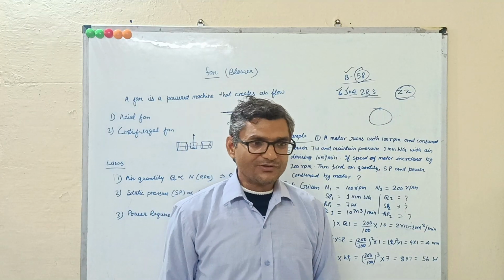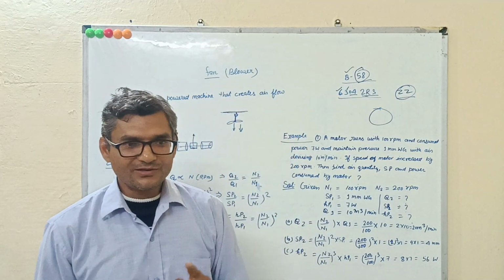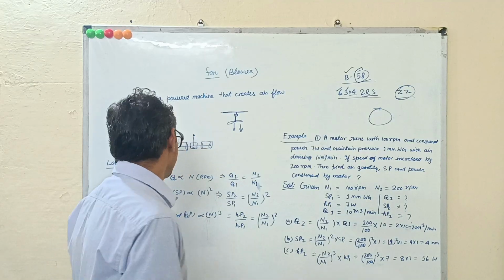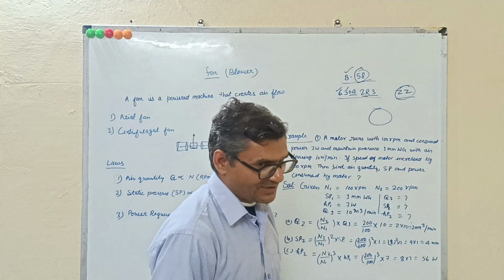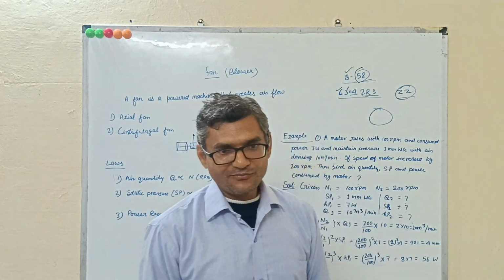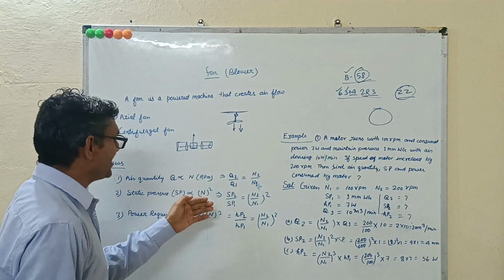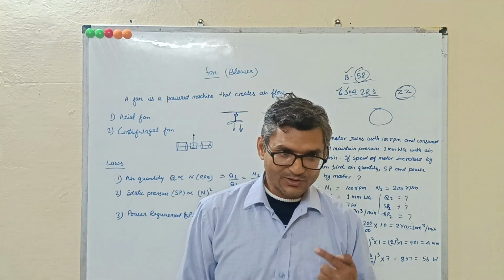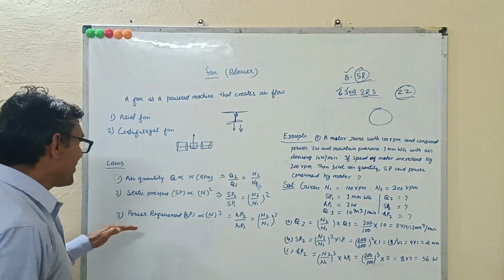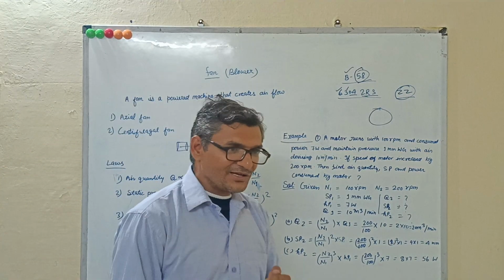Then we will have to reduce the RPM of the blower or fan motor. Next, we want to increase static pressure. I told you, static pressure will increase in square form, and power consumed increases in cubic form.